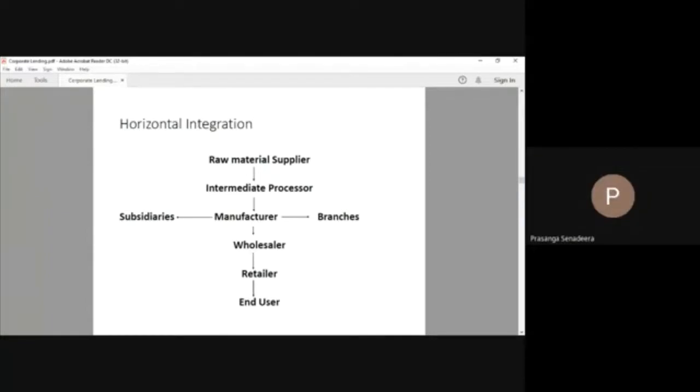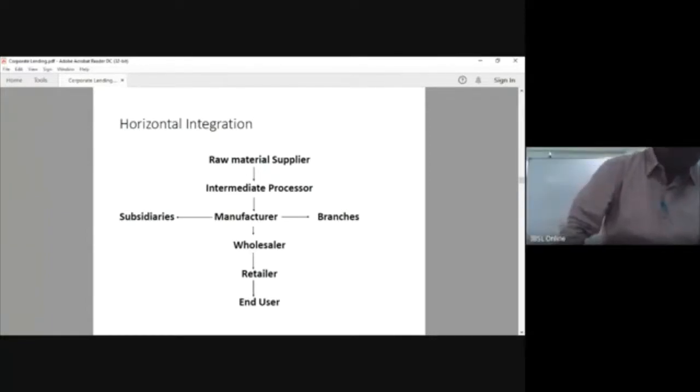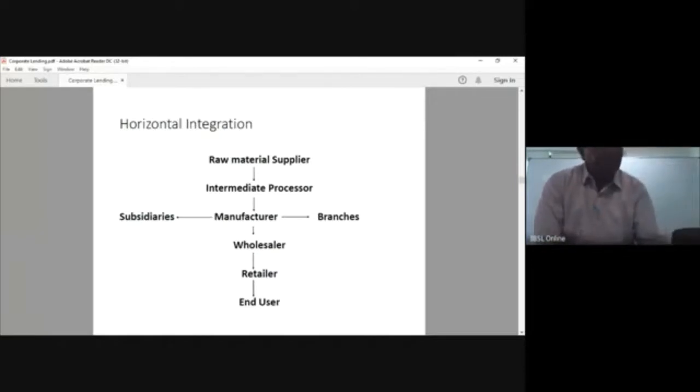Cargills. Yes, very good. Right. Which way? Horizontal or vertical? Horizontal, because they have their branches everywhere in Sri Lanka. From north to south, from east to west, most of the places they have. Yes, very good. Horizontal.